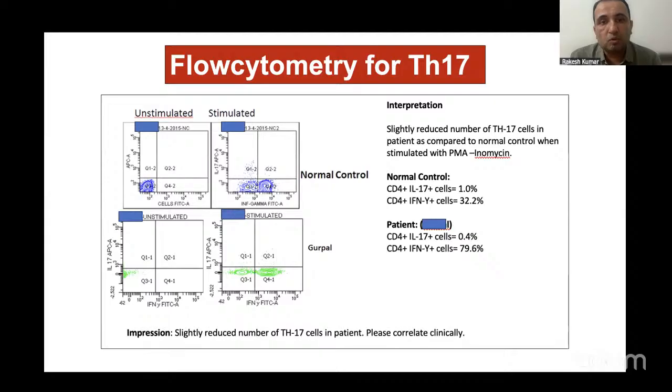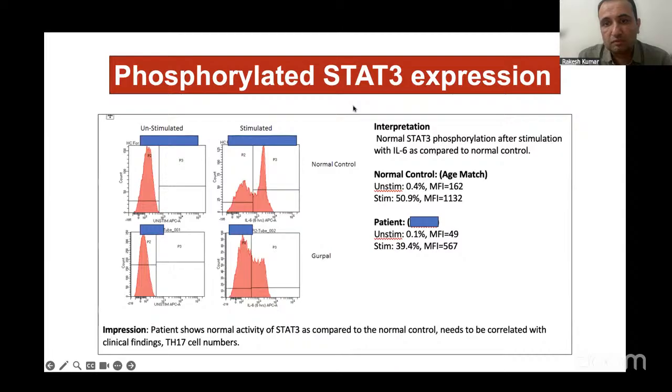When we perform flow cytometry for Th17, typically we perform Th17 for STAT3 loss of function, as well as the STAT3 expression, for all the patients who have DOCK8 or hyper IgE syndrome. If you can see, in the patient in comparison to the normal control, there were significantly lower Th17 cells. Then when we performed the STAT3 phosphorylation, which would typically be low in STAT3 loss of function, it was normal in the patient in comparison to the control. So this rules out STAT3 loss of function in this patient.